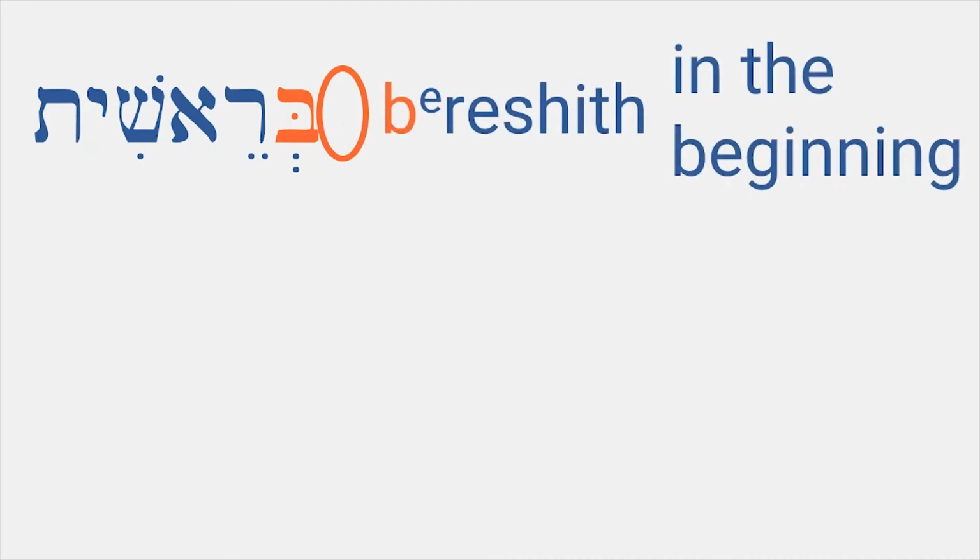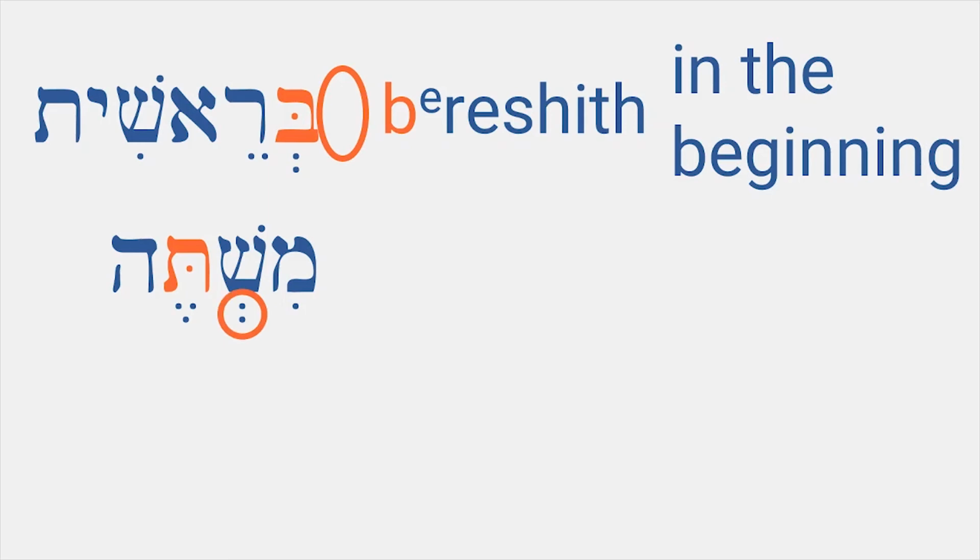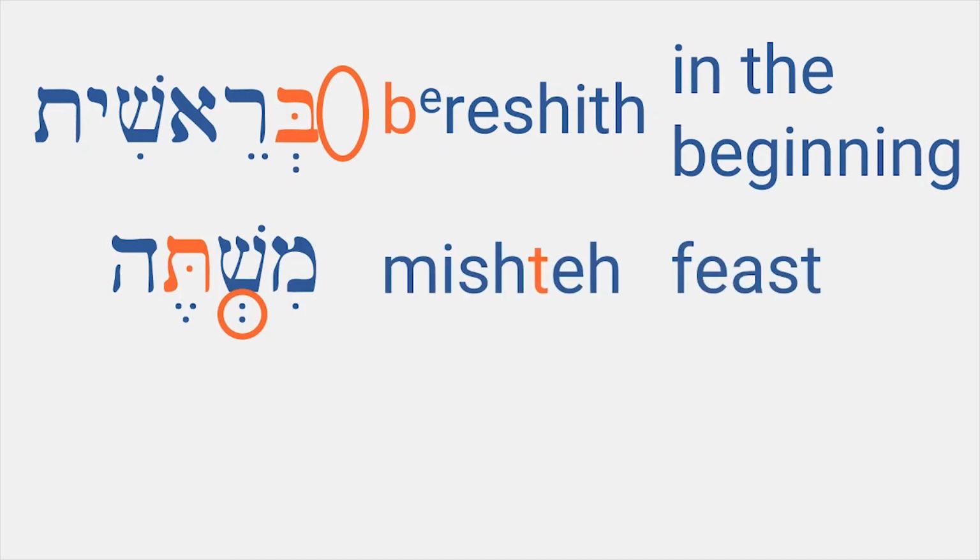The first example has nothing in front of it, so it is a Dagesh Lene and pronounced hard. Bereshit, which means in the beginning. Then we get to this one. The BeGaDKeFaT letter is preceded by a schwa, and hence it is a Dagesh Lene. So you pronounce it as mishte, and it means feast.